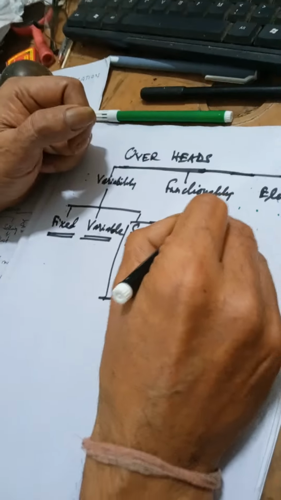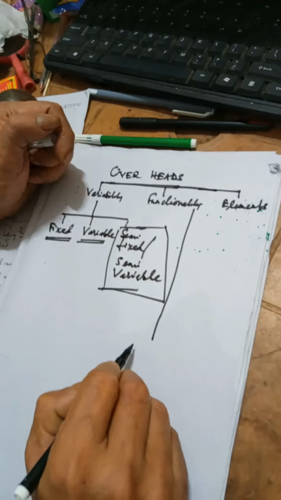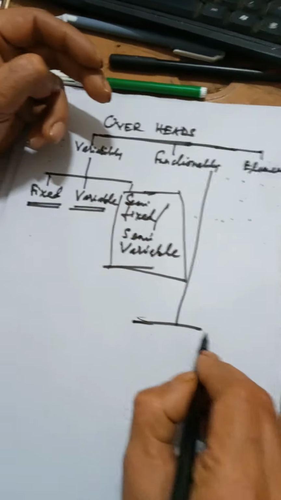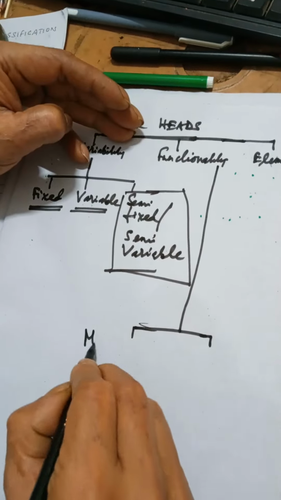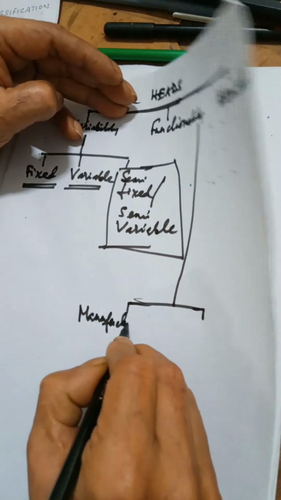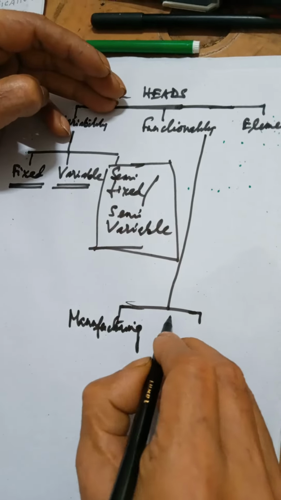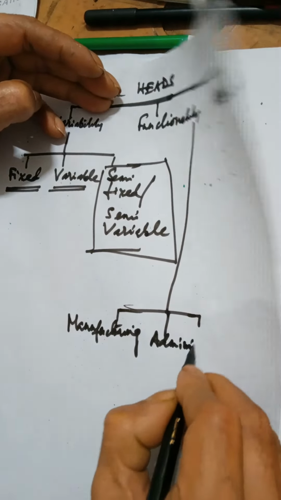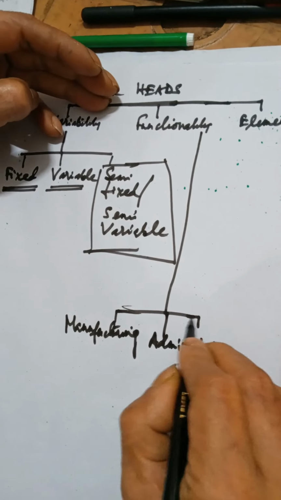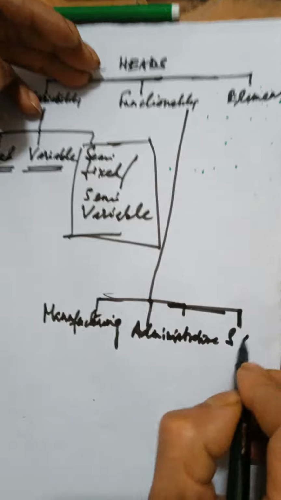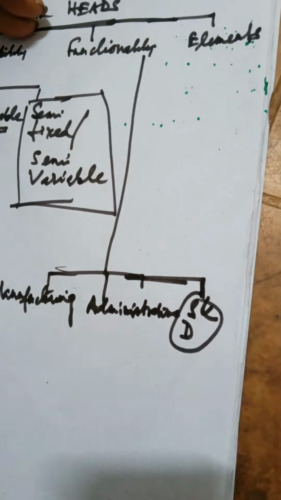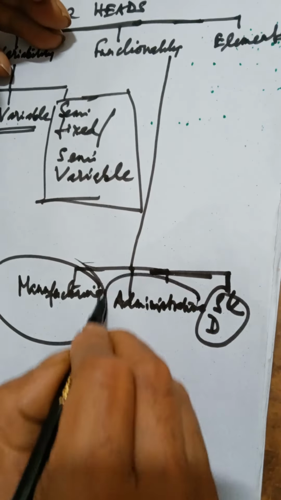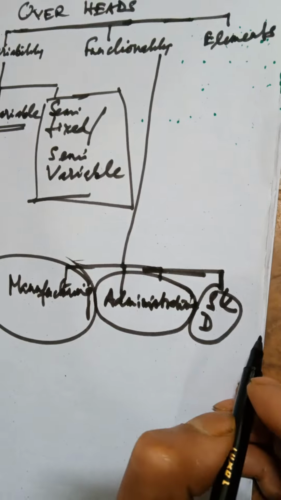Next comes functionality. Functionality means for what purpose the expenses are being incurred. There are three chief functions of any company. One is manufacturing, second one is administrative, and the third one is selling and distribution, S and D. So there are three functions: manufacturing function, administration or administrative function, and selling and distribution function.